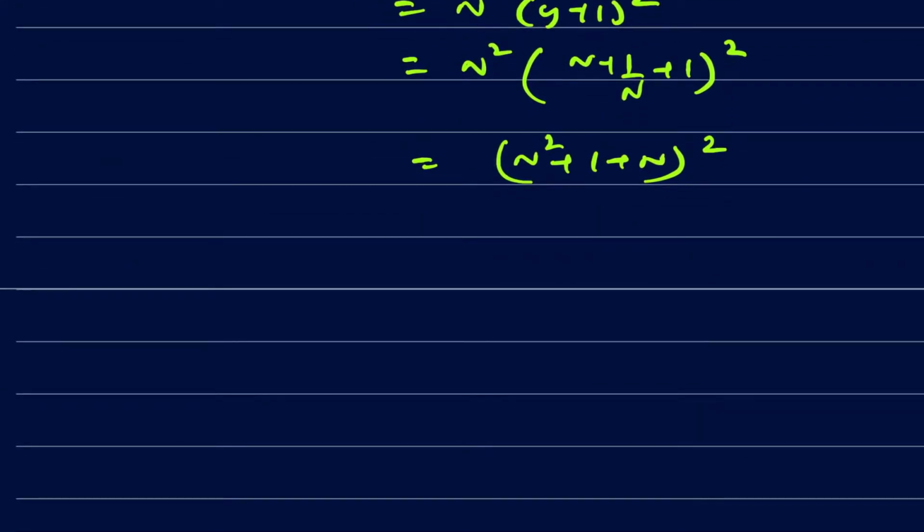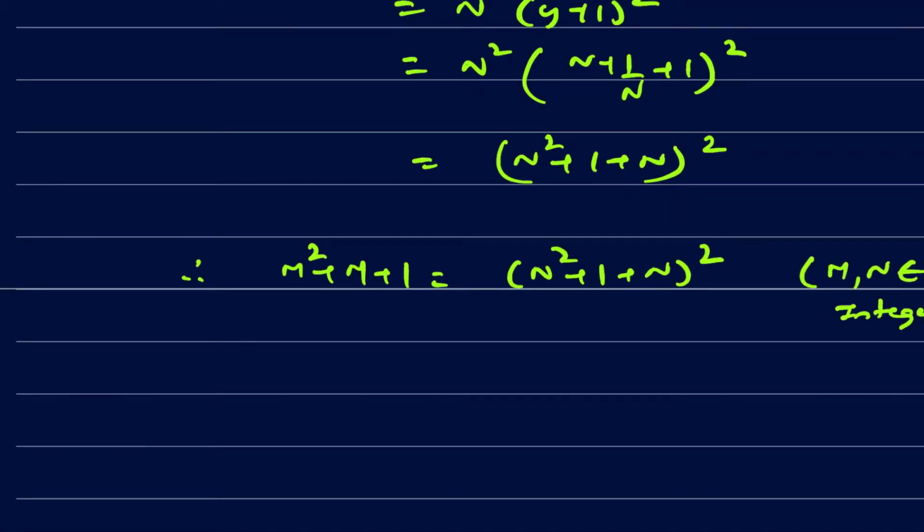Equating left side and right side, we are getting m^2 + m + 1 is equal to (n^2 + 1 + n)^2. Here m and n are integers. Now we notice that this is a perfect square, so the left side should also be a perfect square. Can we say that this is a perfect square?